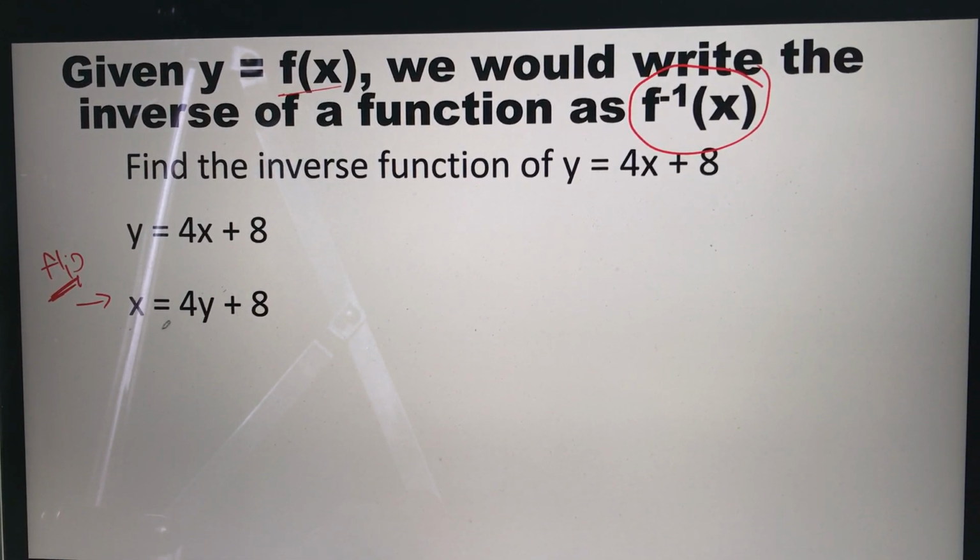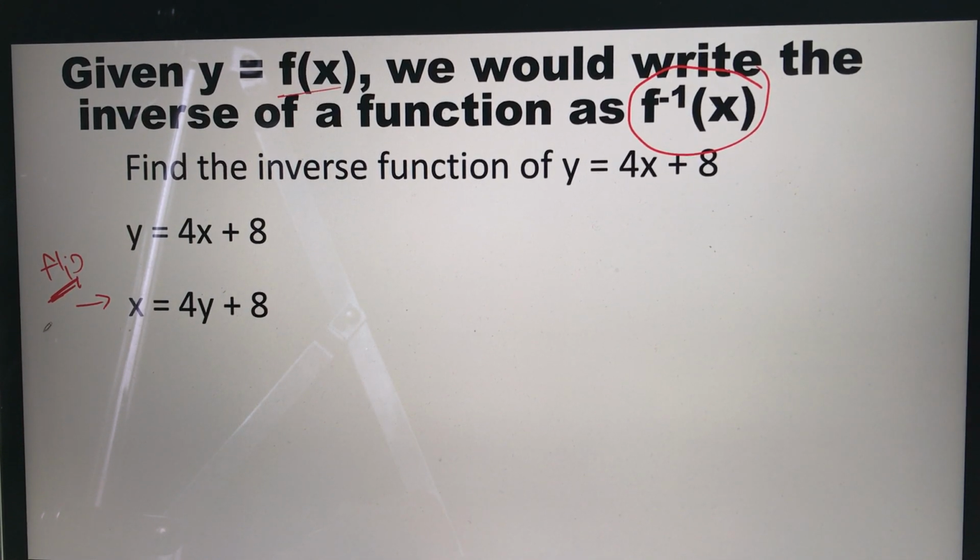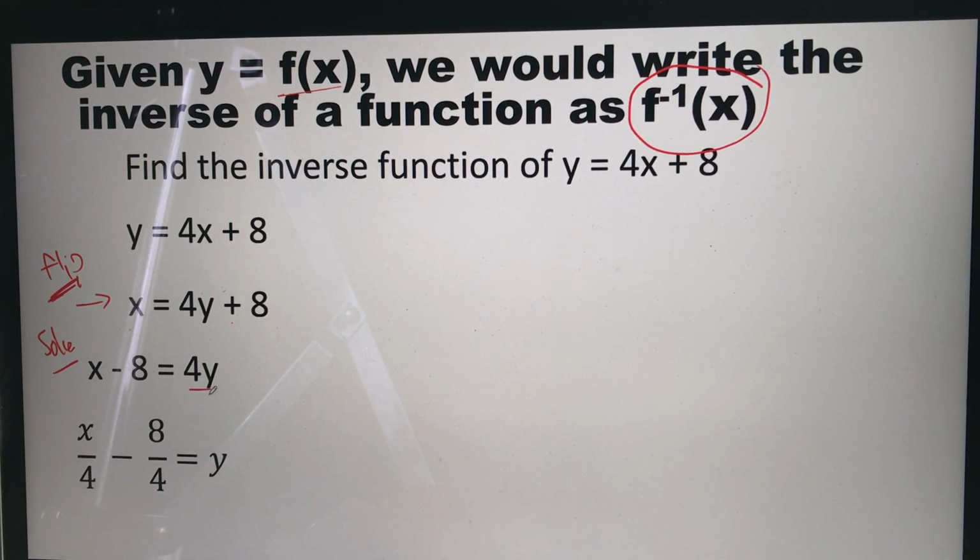But again, for convention, we don't really ever have functions solved for x. We have them solved for y. So now we just are going to solve this thing for y just because we're used to it in that form. So for that, I'm just going to subtract 8 from both sides. It's pretty easy. Subtract 8. I divide both sides by 4, so I'm left with just y. So I have x divided by 4 and negative 8 divided by 4. X over 4 I'm going to leave. 8 over 4 I know is 2.